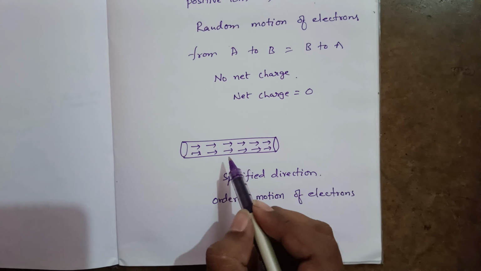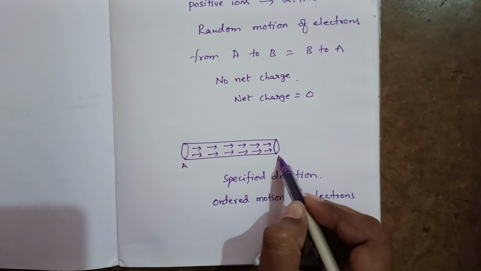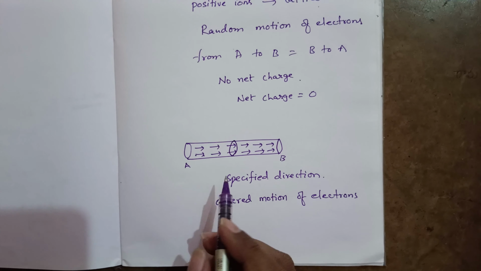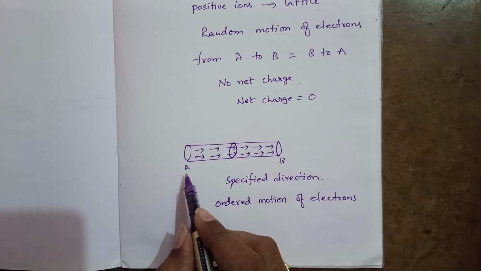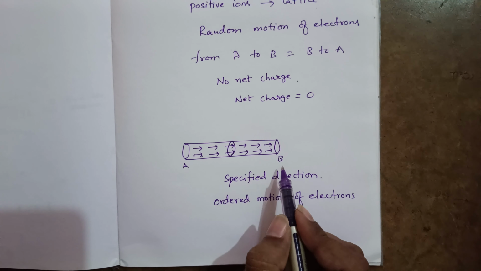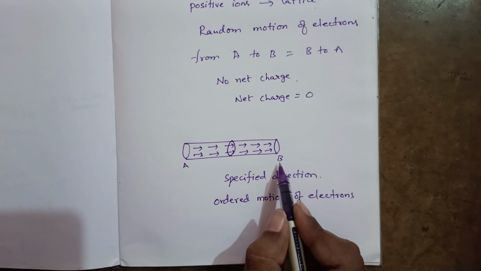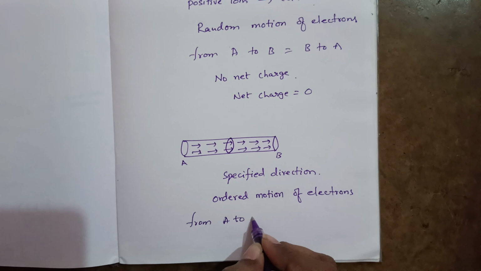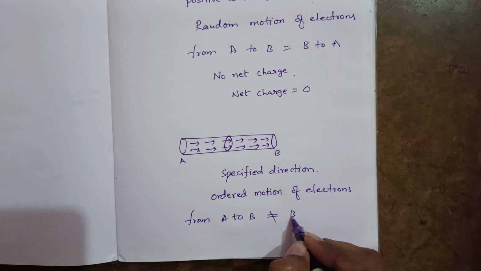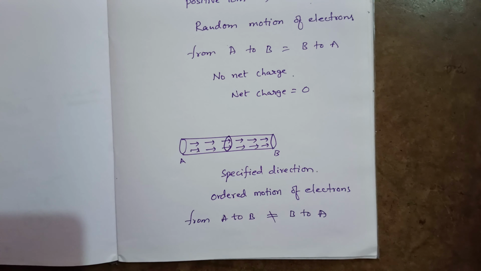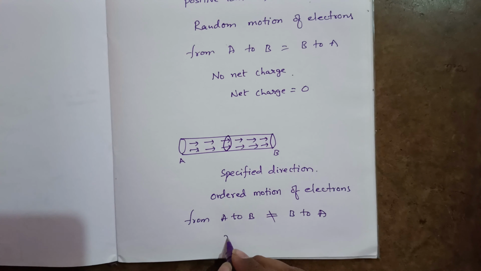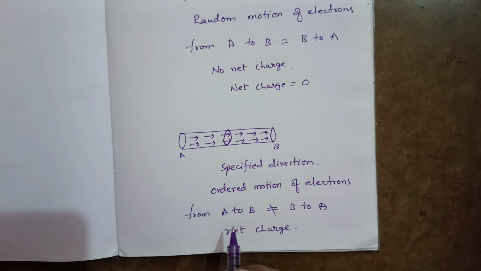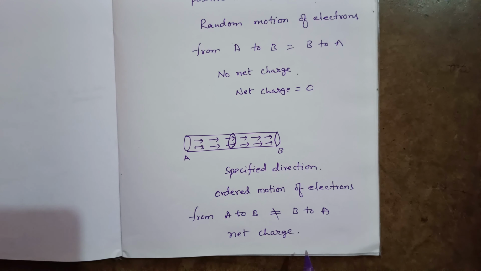Now here, if you consider again, this point is A, this point is B, this is one cross section. The number of charges crossing this cross section from A to B is not equal to B to A. So there is some net charge. How much it is, we can't say. Some net charge is there.